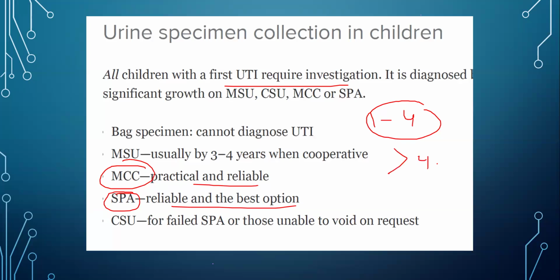And when a child is more than 4 years old, that's the time the child usually can void or urinate on request. And that's the time we go for a midstream urinary specimen. So less than 12 months, suprapubic aspiration; 1 to 4 years, clean catch urine; and more than 4 years, midstream urine. Remember that.